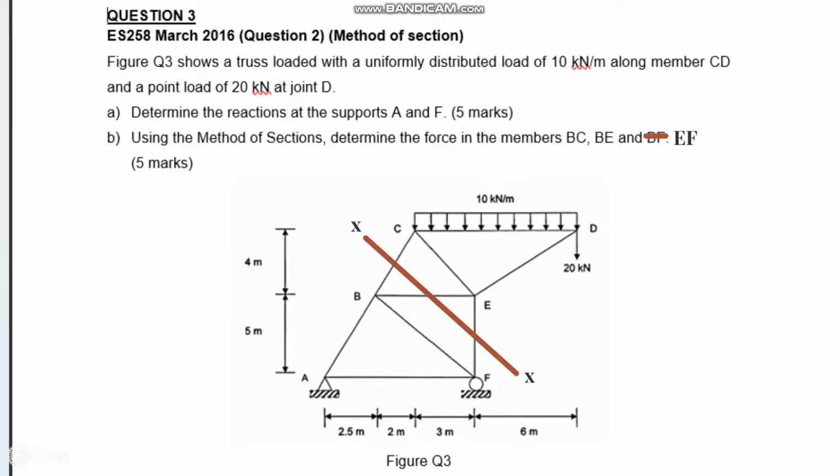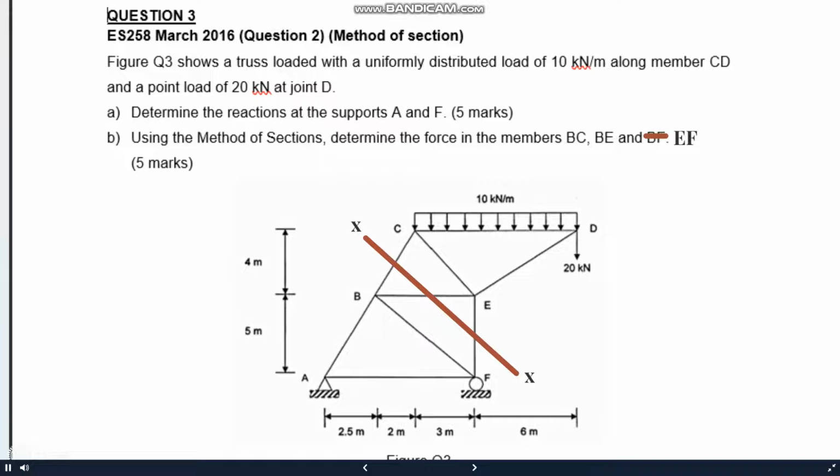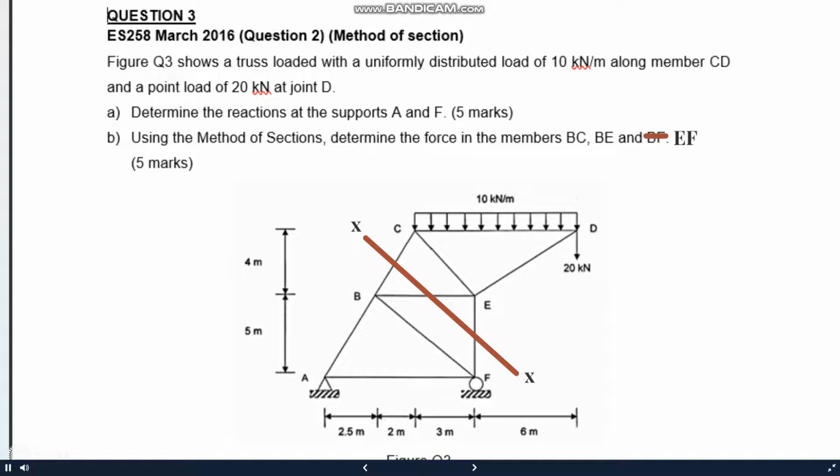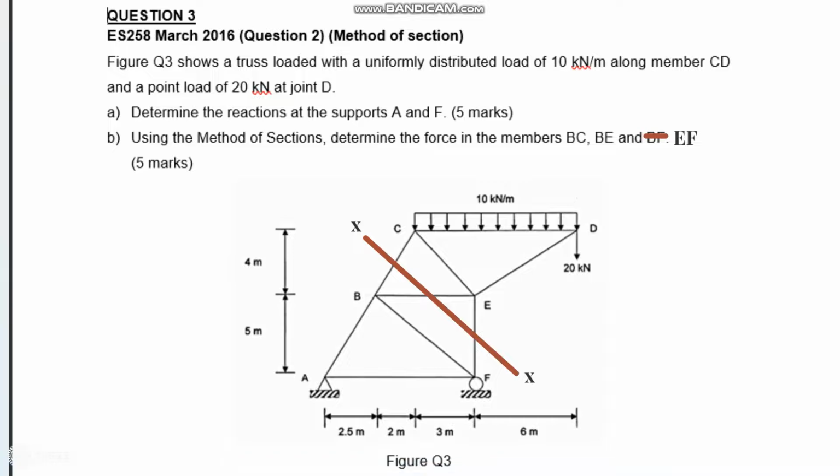For question 3, you need to determine the force in members BC, BE, and EF. Please do a correction in your book. There is no BF but EF. So we cut into the XX cutting section at BC, BE, and EF.